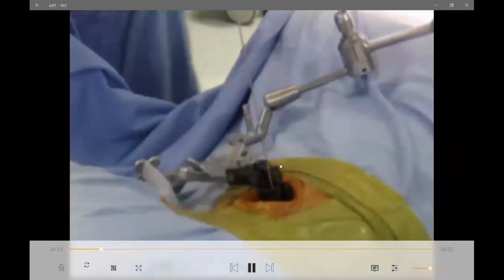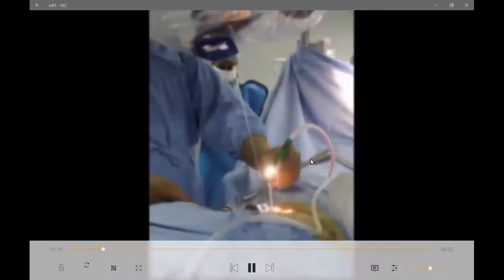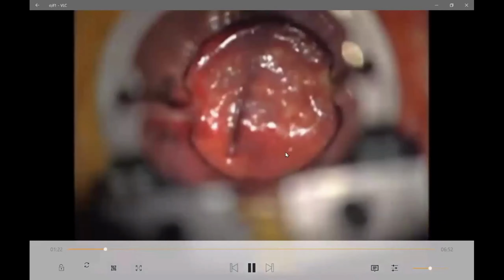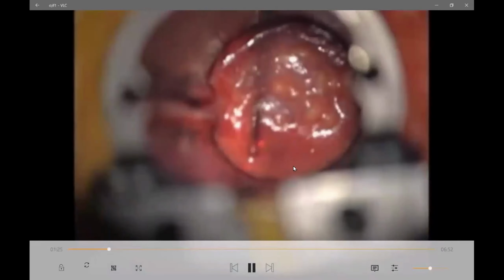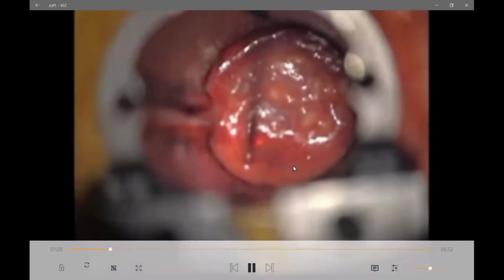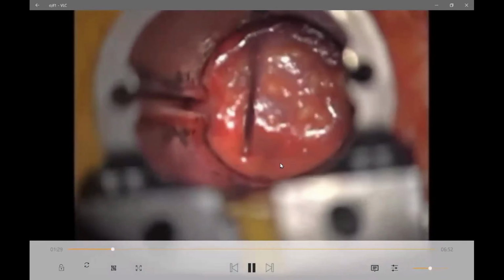Once we have dilated the tract and put the self-retaining retractor, we again check our positions, where exactly we are. And this is where we are. So now the work is under the microscope. Previously, it was under the naked eye.